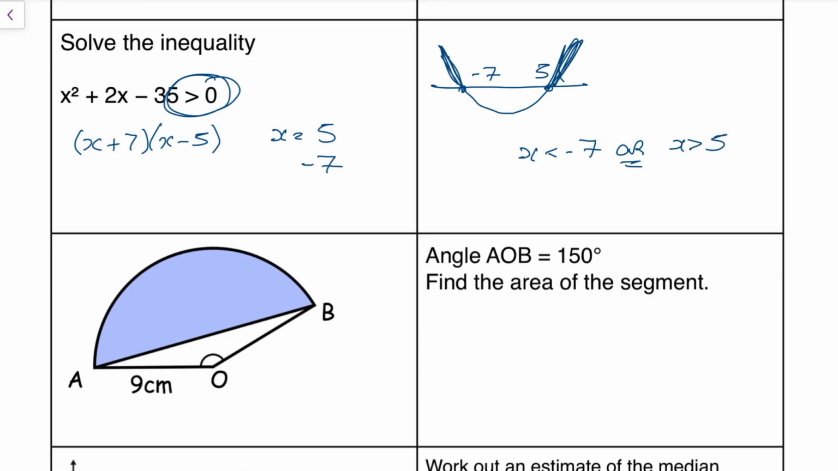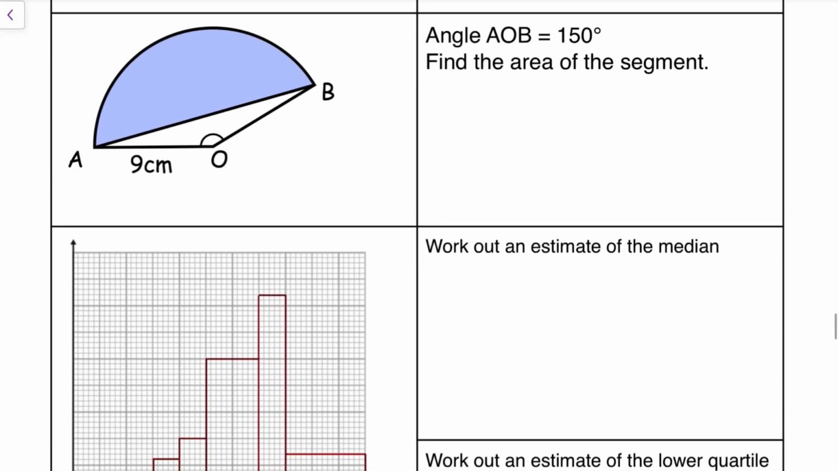Now, could you write and or here? You've got to be a bit careful. It's or, as in you can't have both these values together, but of course it's both of those sets of values. Next question. Angle AOB is 150, so in other words, I know this is 150.